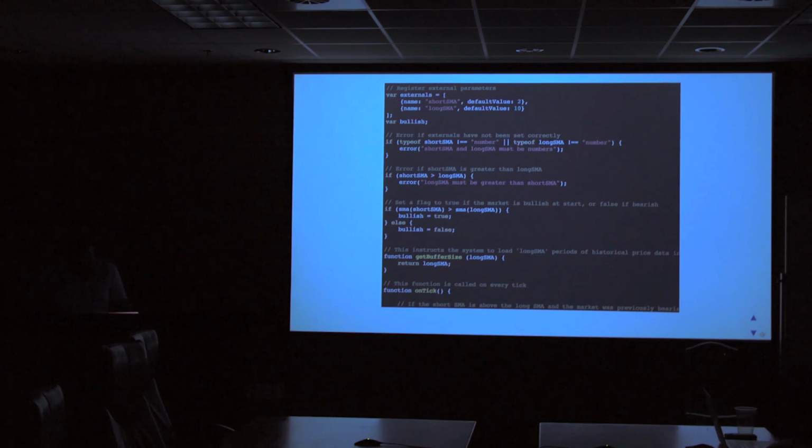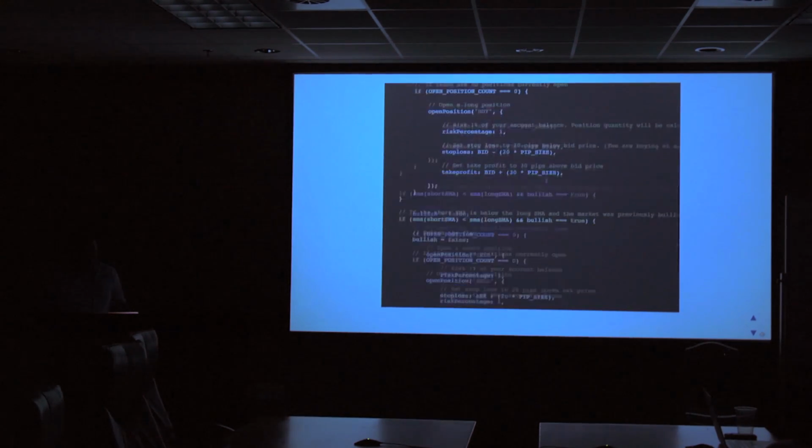So here's the algorithm, and apologies for it being in this editor or in this slide, but it's actually pretty nice in this.